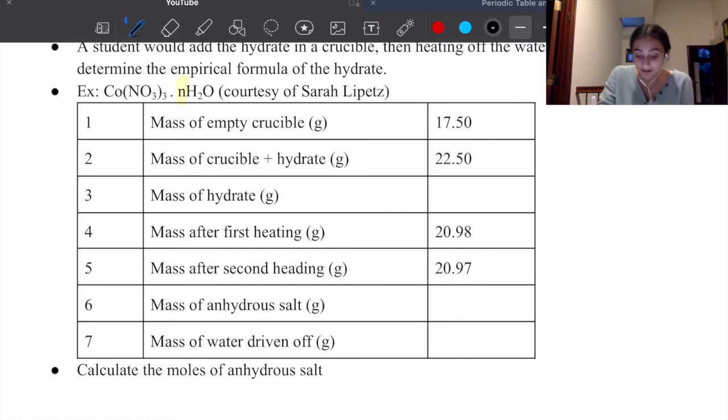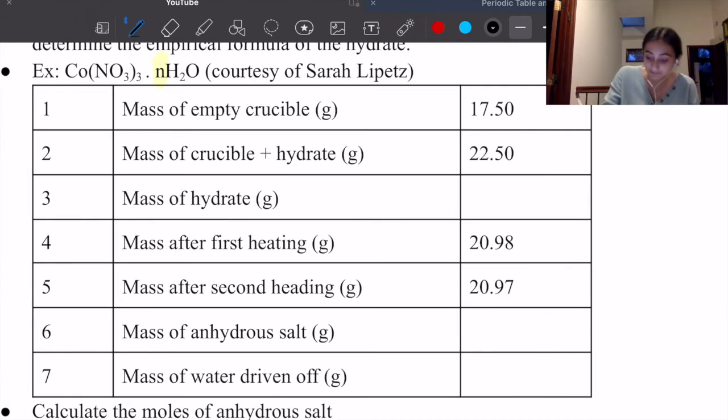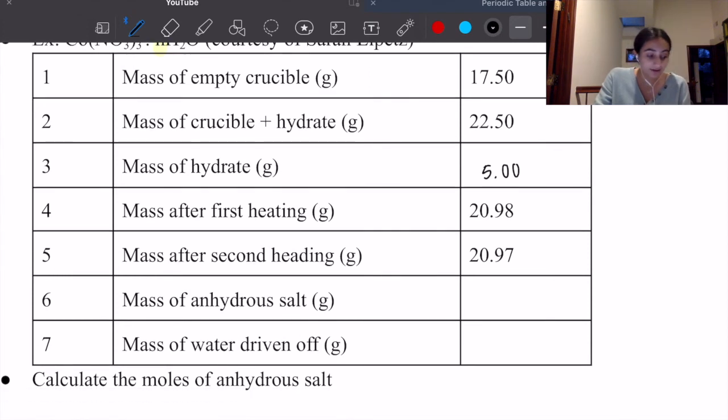So if we have the mass of the empty crucible as well as the mass of the crucible plus the hydrate, the mass of just the hydrate will be 5.00 grams. Then we heat the crucible so that the water evaporates, and we heat it twice in order to make sure all of the water has evaporated off. So if we want to get just the mass of the anhydrous salt, we are going to subtract the mass of the empty crucible from the mass after the second heating, because after the second heating, we have just the salt and the crucible. And if you subtract the crucible, you are going to get just the mass of the anhydrous salt.